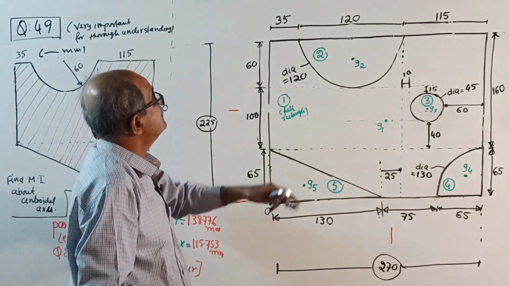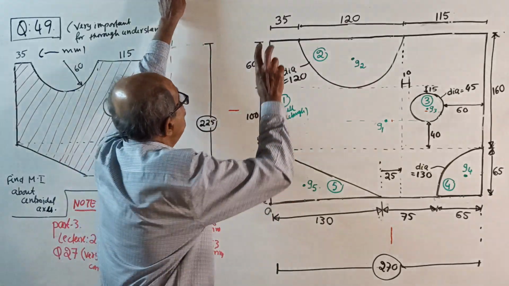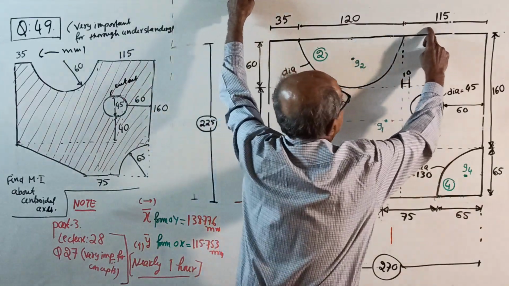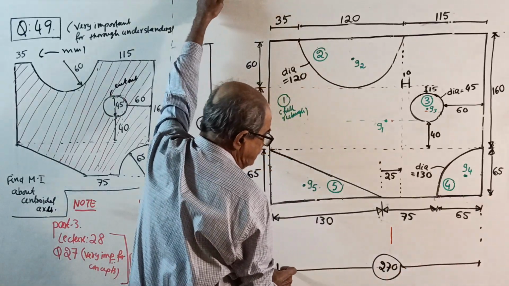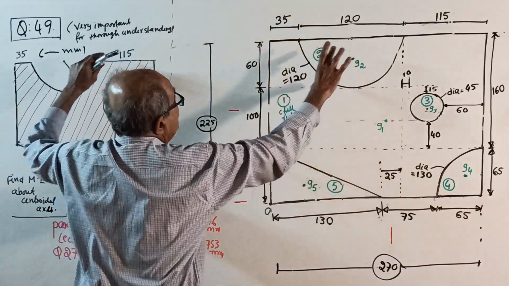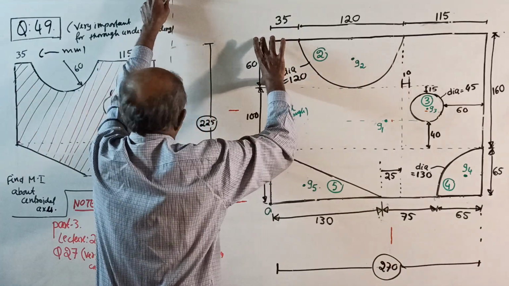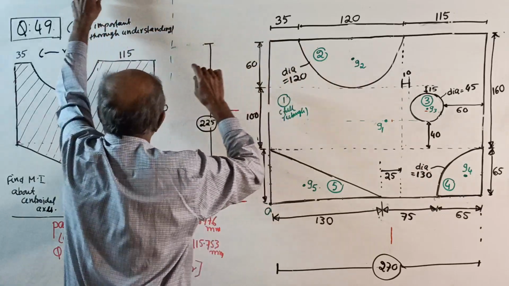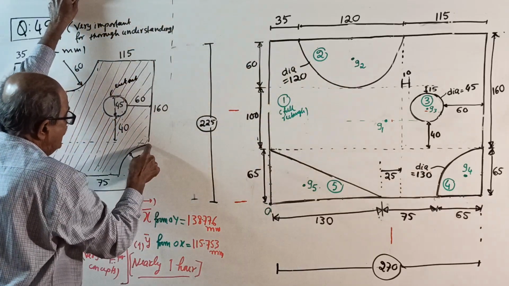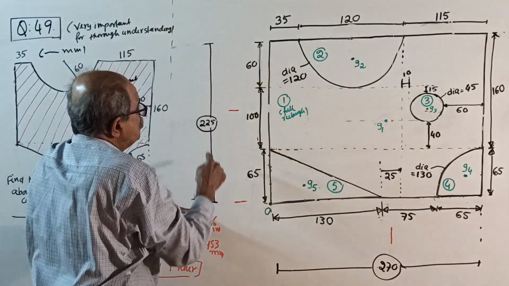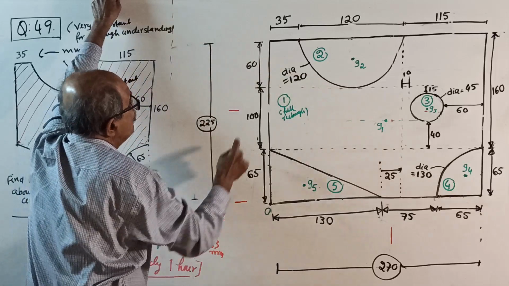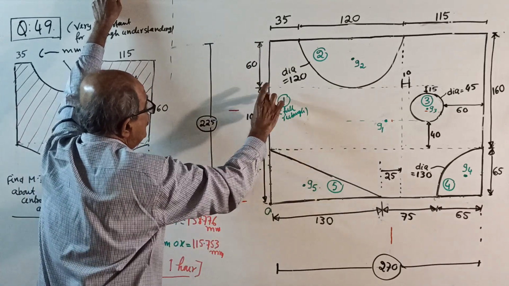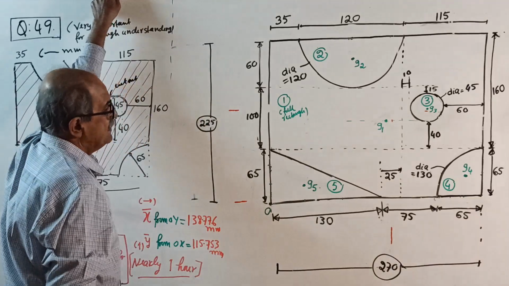Now correctly, first you write the sketch. This 35 is given. 120 we decided. 115 given. Therefore 270 is clear. This 60 is clear, why? It is a radius. Then this 100, how did it come? One minute. First of all, this is 160 given, 65 given. So total 225. When total is 225, subtract 60, subtract 65, that is 100, a calculated value.